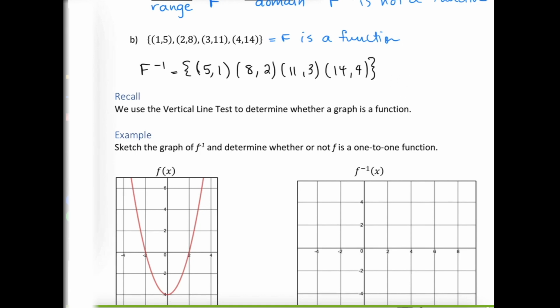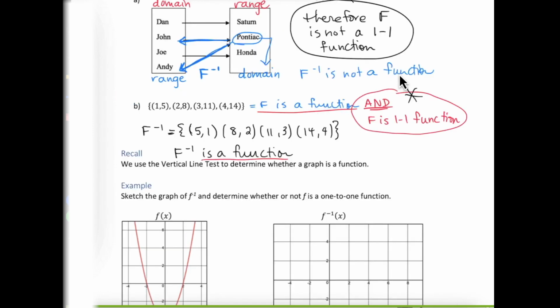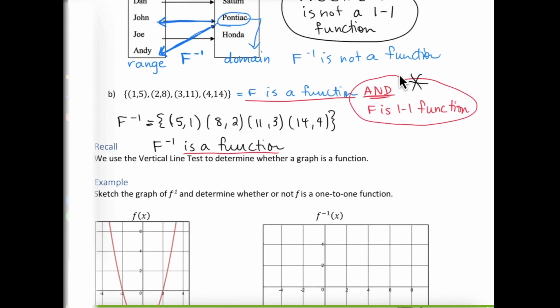So the question is, is f inverse a function? And since each of these new x values goes to only one y value, we'll say yes, f inverse is a function. And since both the original and the inverse are both functions, then we would say that the original is also considered to be one-to-one. So f is also a one-to-one function.